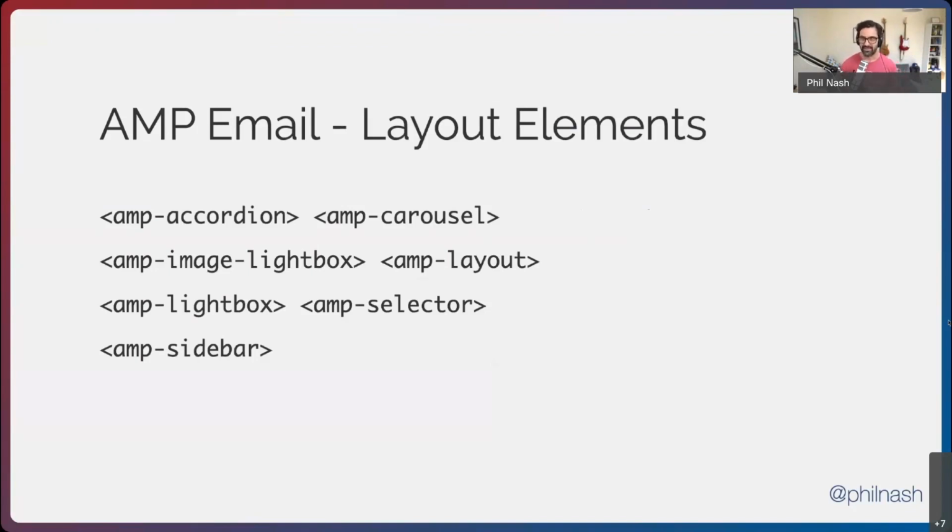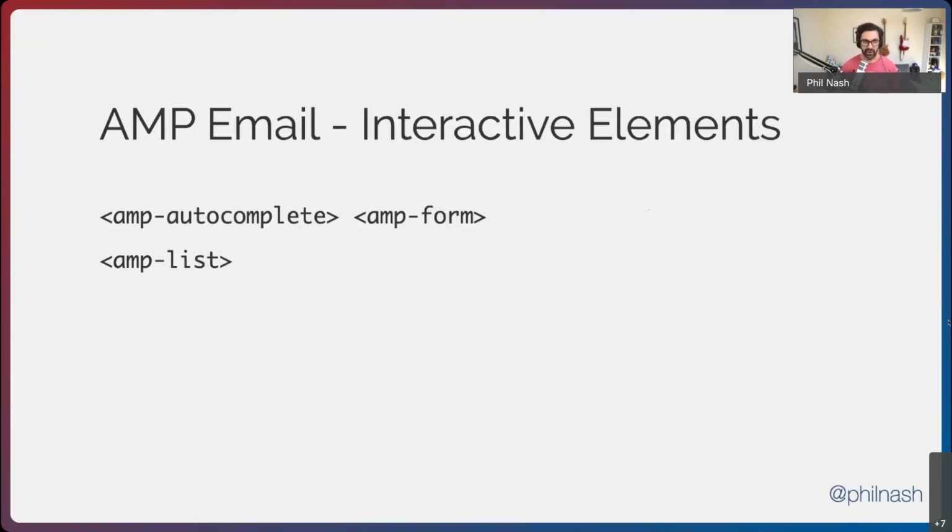Then there's the interactive elements. These are the ones that actually kind of make requests from inside an email off to a server somewhere. So AMP autocomplete can make requests and fill in state to autocomplete on an email. Sorry, not an email, an input field. AMP form allows you to submit a whole bunch of fields. And AMP list allows you to make a GET request to go and load kind of data into a state that another element can use.